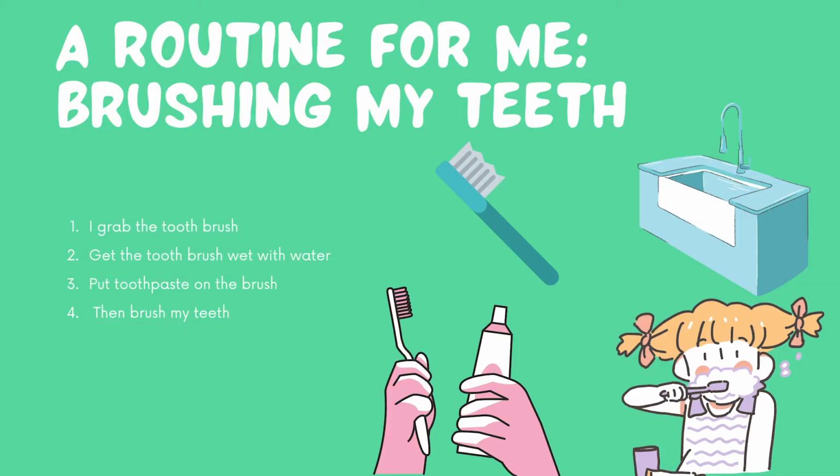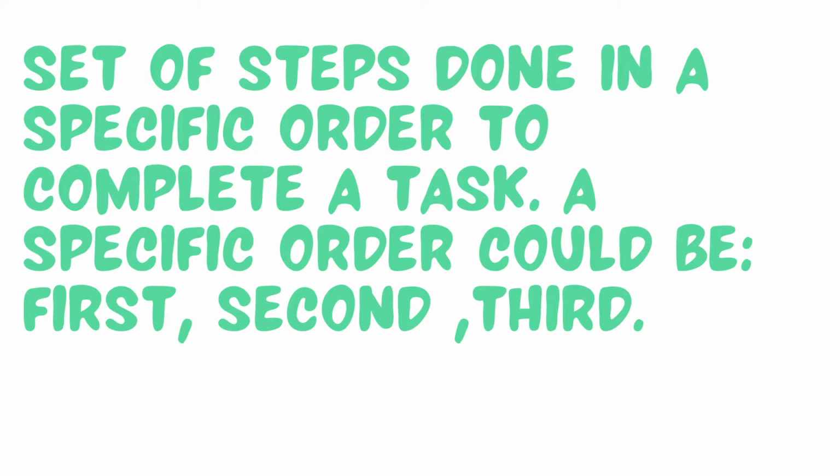For example, for me, when I brush my teeth, I first grab the toothbrush, then get the toothbrush wet with water. Third, I put toothpaste on the brush, and fourth, I brush my teeth. This is a set of steps I took in a specific order to complete the task of brushing my teeth. The order was first, second, third, and then fourth.